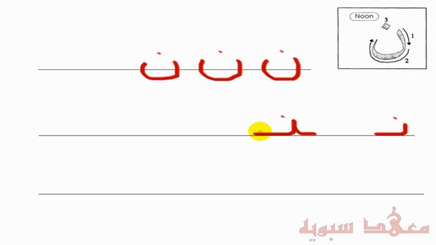And in the final form, this is where it's different, is that you have the previous letter, and then it comes up, but then it goes more down. So it's similar to the isolated form. So to write three noons together is as follows. And then you dot them.